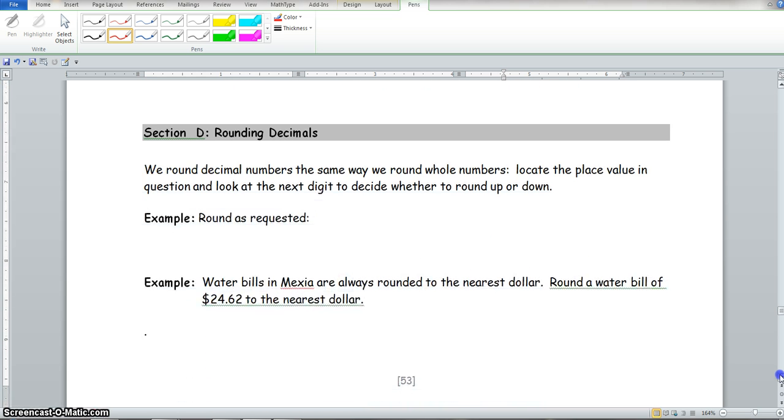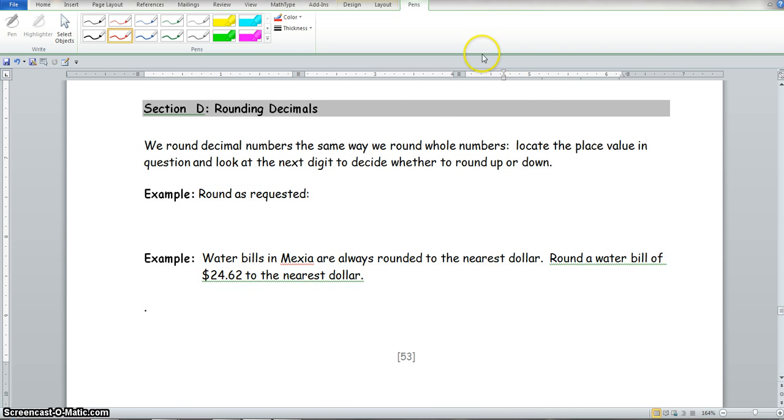Now we come down here to section D. It says we round decimal numbers the same way we round whole numbers. Locate the place value in question and look at the next digit to decide whether to round up or down. It says round as requested. Water bills in Mexia are always rounded to the nearest dollar. Round a water bill of $24.62 to the nearest dollar.